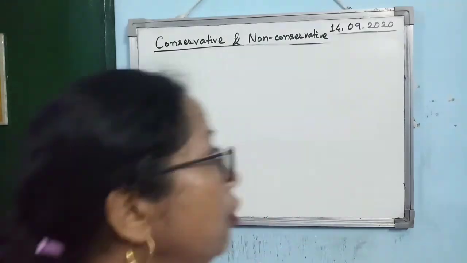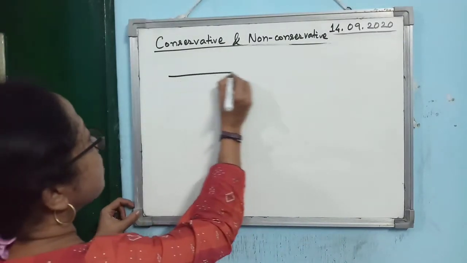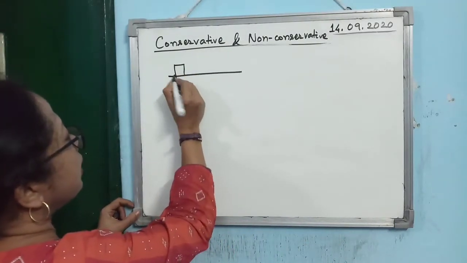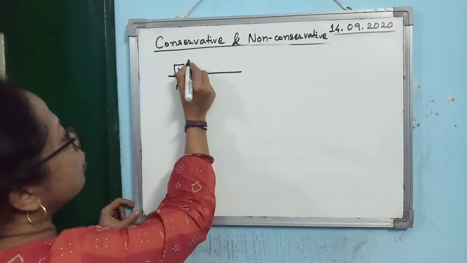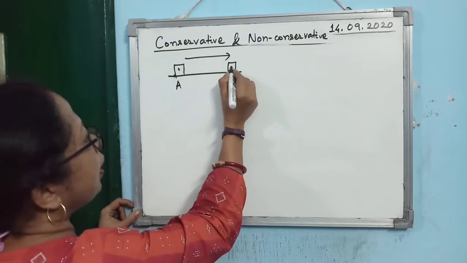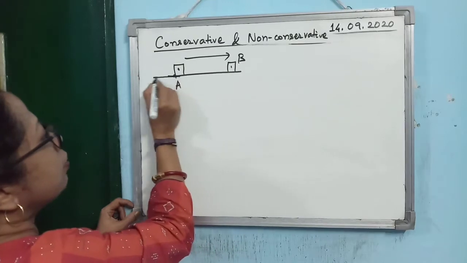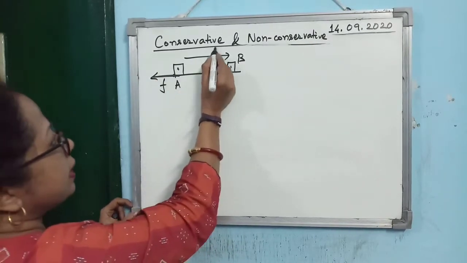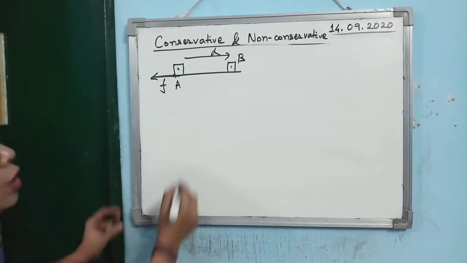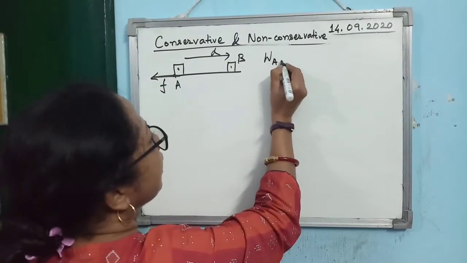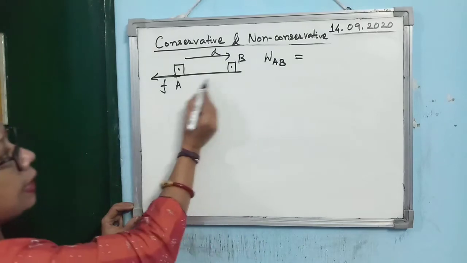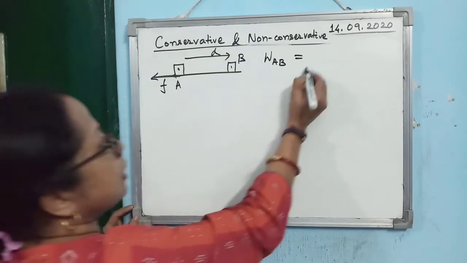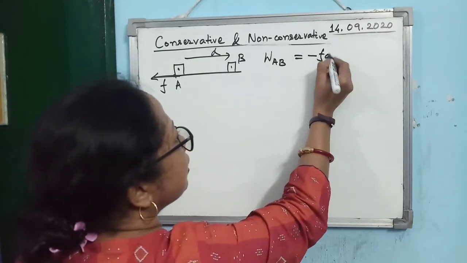So you see, if you consider the frictional force, just suppose you have one body at A and you are dragging the body to the point B. Then you see in which direction frictional force is acting. Frictional force is acting in the opposite direction. So you see, what is the work done by the friction for taking the body from A to B? It will be minus F into D.